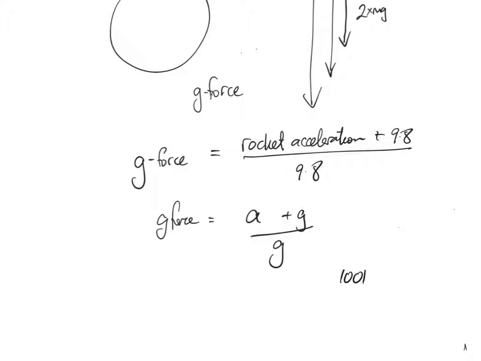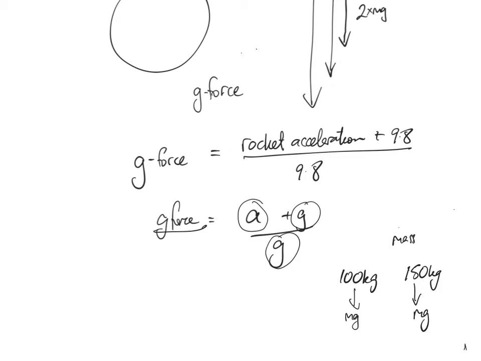A 100-kilogram astronaut and a 150-kilogram astronaut will both experience different weight force, but they will experience the same g-force. So g-force doesn't vary for them because, as you can see in the equation here, the acceleration of the rocket and the acceleration due to gravity are the only things that determine the g-force. The actual mass of the astronaut does not determine the g-force.